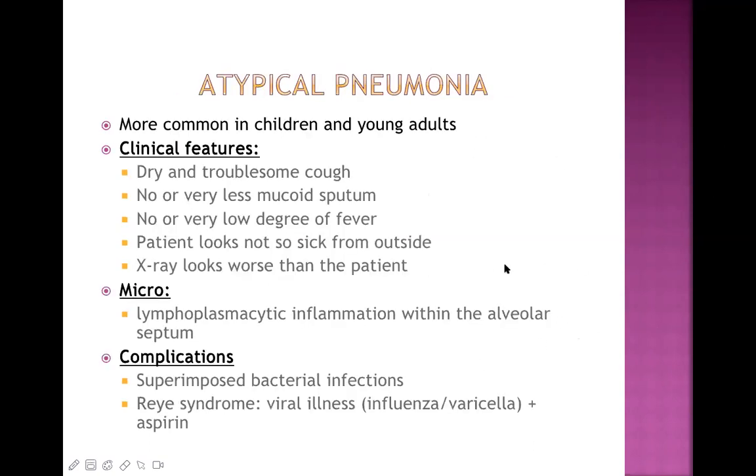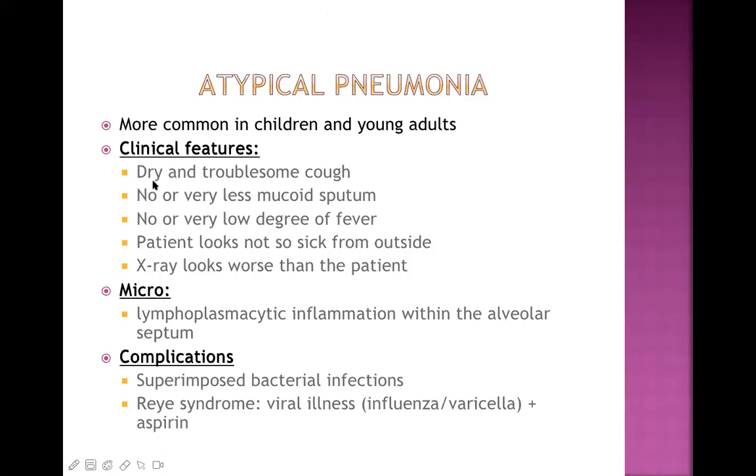Now this atypical pneumonia is more common in children and adults. Okay, this may be common in young children and young adults. Now school-going children are very commonly affected by atypical pneumonia, and even the young adults who are studying in college or universities. Now what type of clinical features do they have?